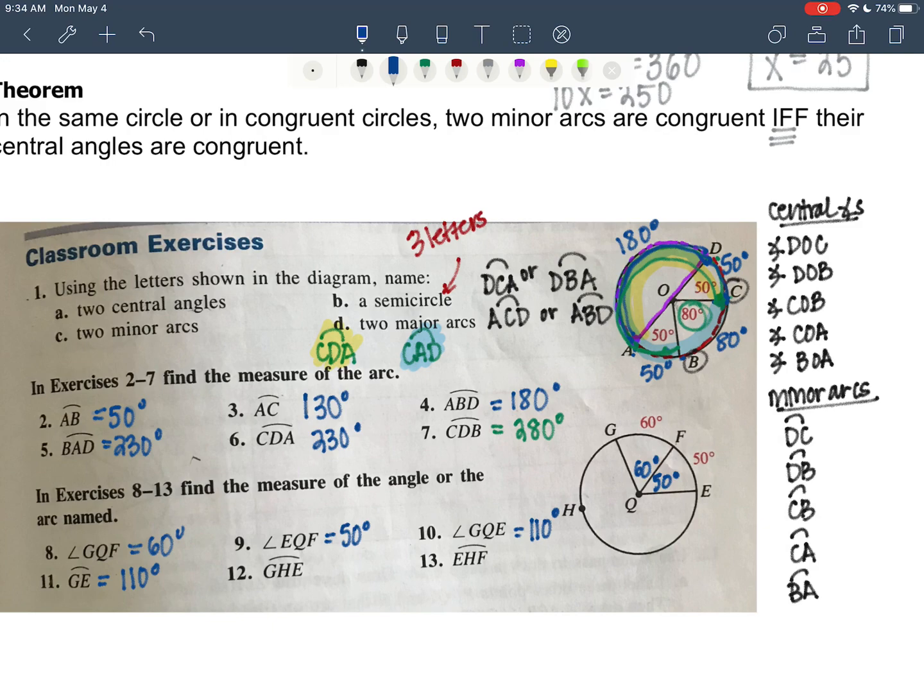Arc GHE. Well, that's 360 minus the 110 we're not using, so that's 250 degrees. And EHF is 50 degrees shy of going all the way around, so that would make that 310 degrees. So if you got those, you've got the basics, and that's really what you need to know, so that you can apply them moving forward.